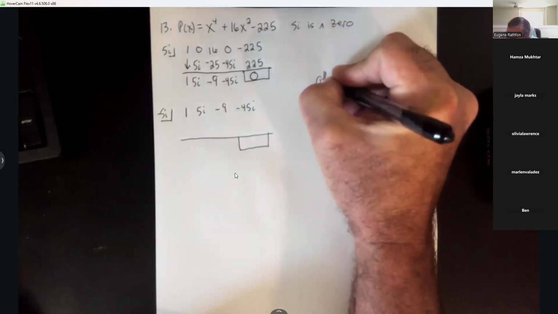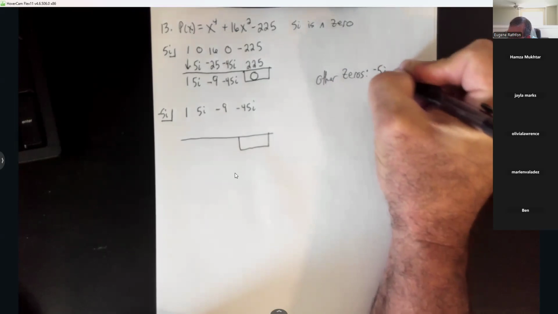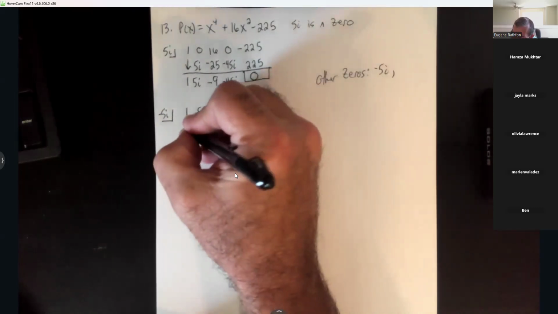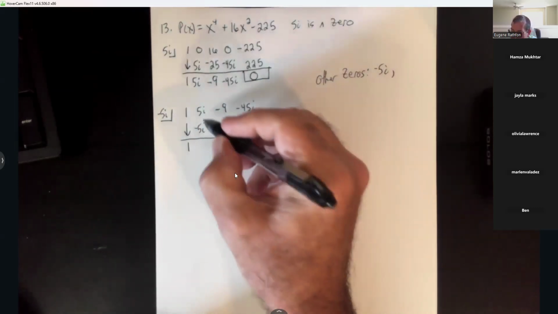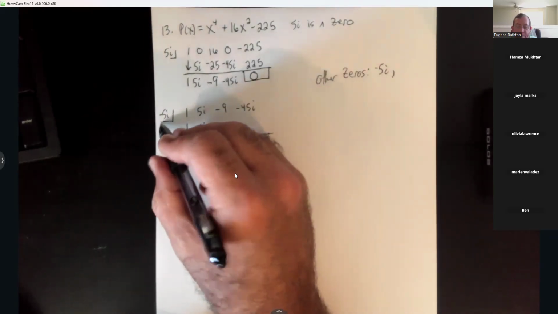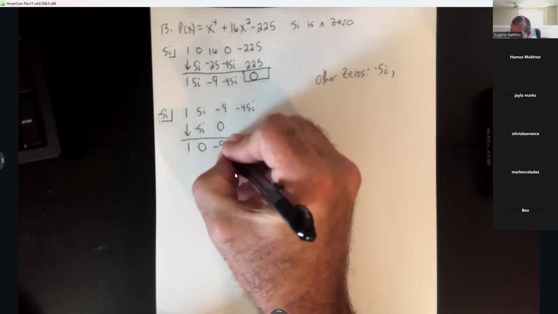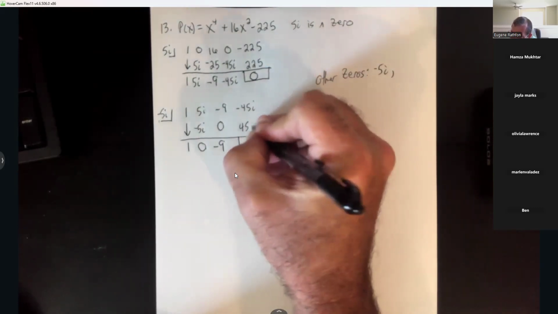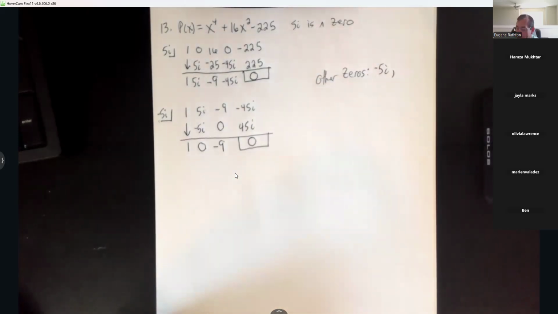So for the other zeros, I know for sure the first one is negative 5i. So let's do this, and we better get a zero here, okay? So we bring the 1 down. 1 times negative 5i is negative 5i. 5i, negative 5i, 0. 0 times negative 5i is 0. Negative 9 plus 0 is negative 9. Negative 9 times negative 5i is a positive 45i. And when you add that last column, you get a 0 remainder.